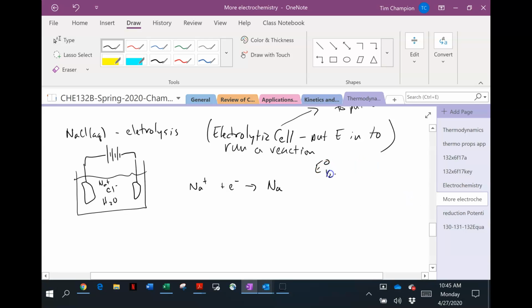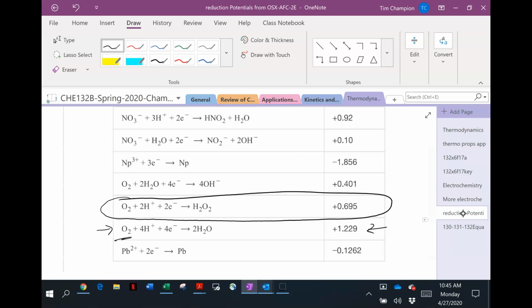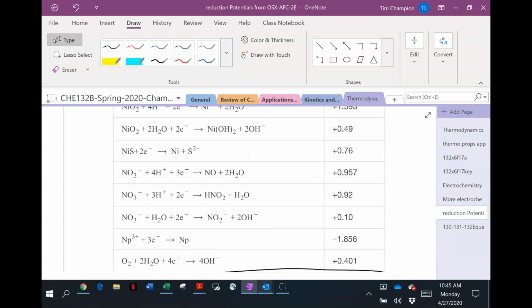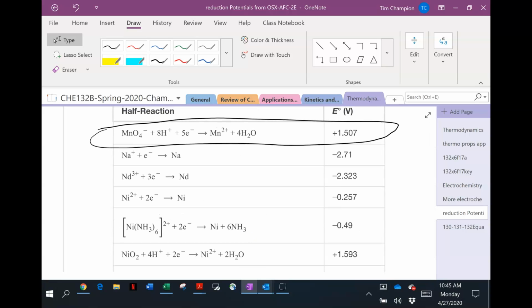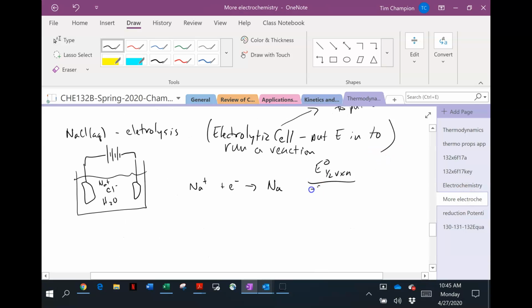So for the E naught for this half reaction, let's just go look that up. Again, we're looking in water, so this makes sense. I'm looking for sodium, and it is alphabetical by symbol, I see here. So that's negative 2.71. Not a very probable reaction. These are all volts again.